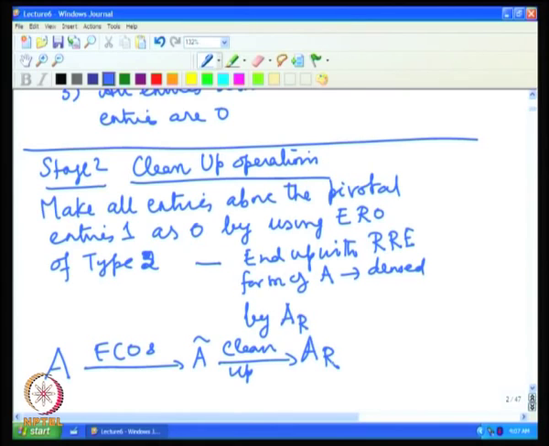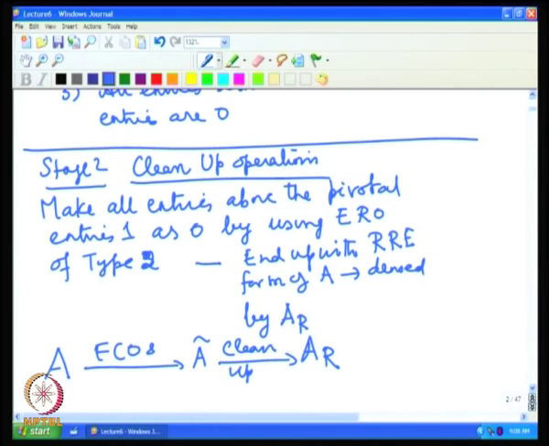So, there are 2 stages in this reduction of a given matrix to the row reduced echelon form. First, you adjust the pivotal ones and the entries below the pivotal ones, and then you adjust the entries above the pivotal ones in the cleanup operation.